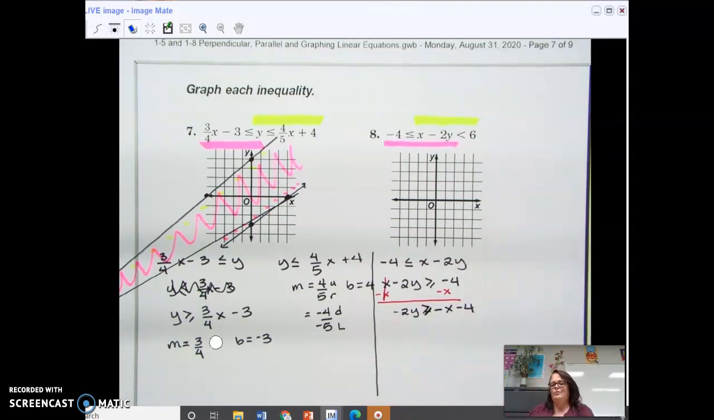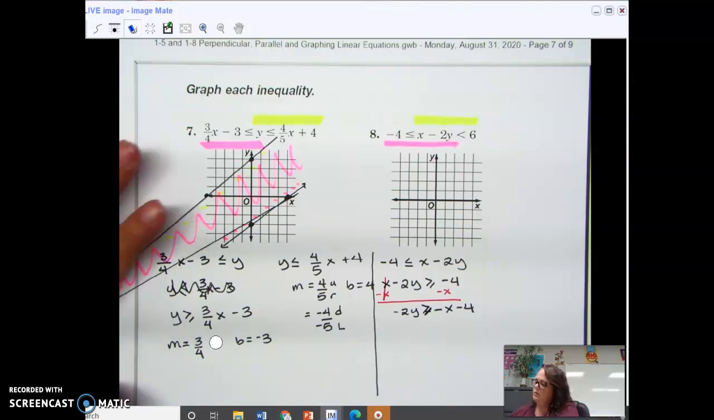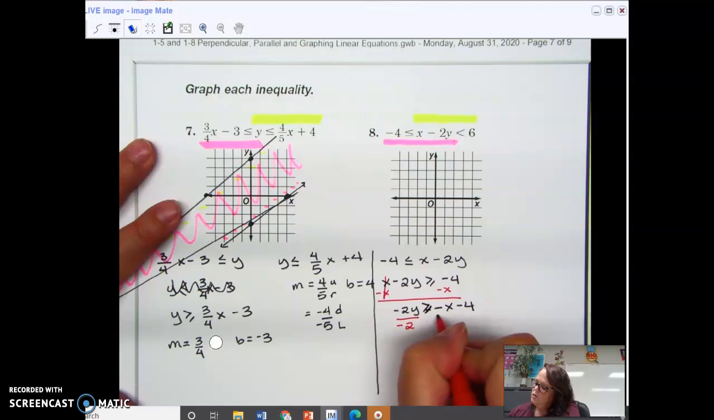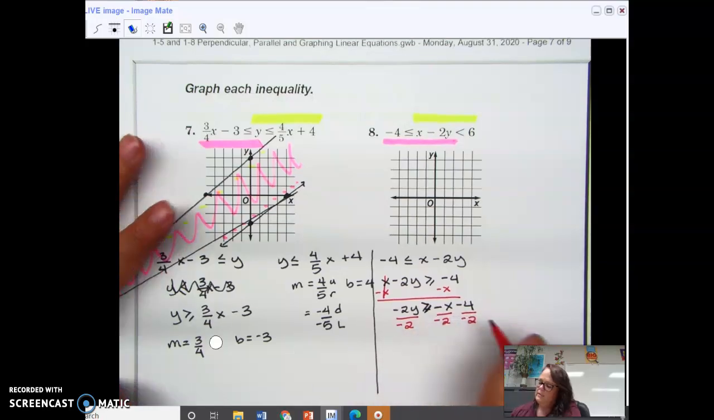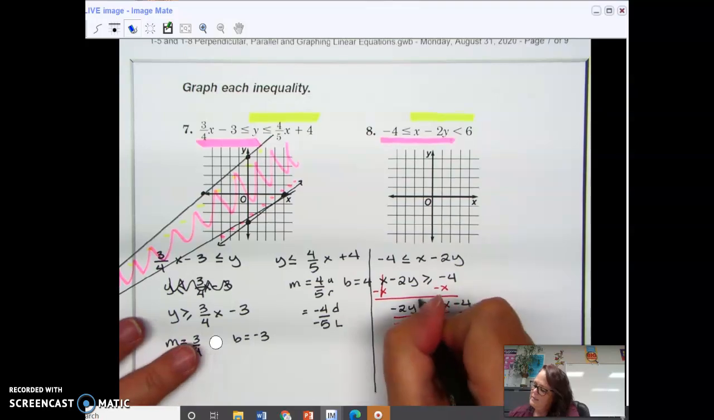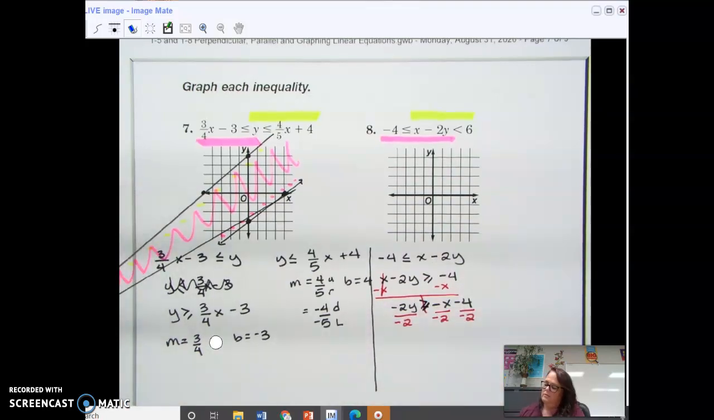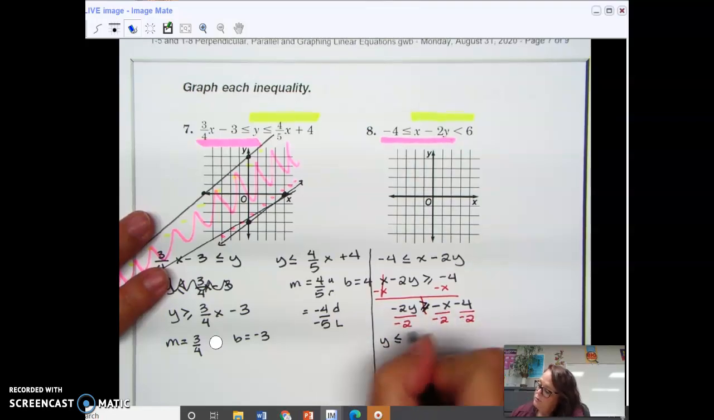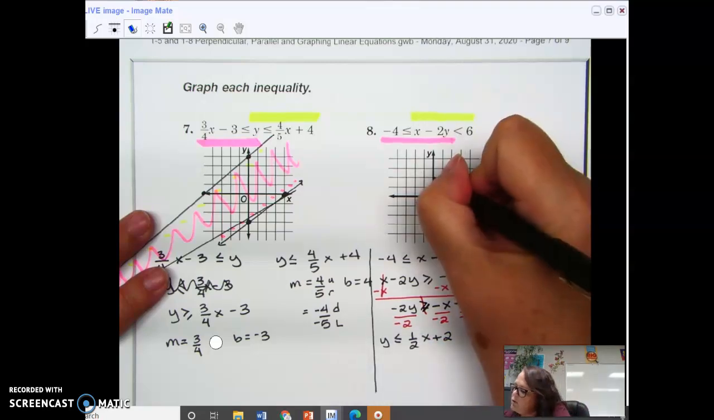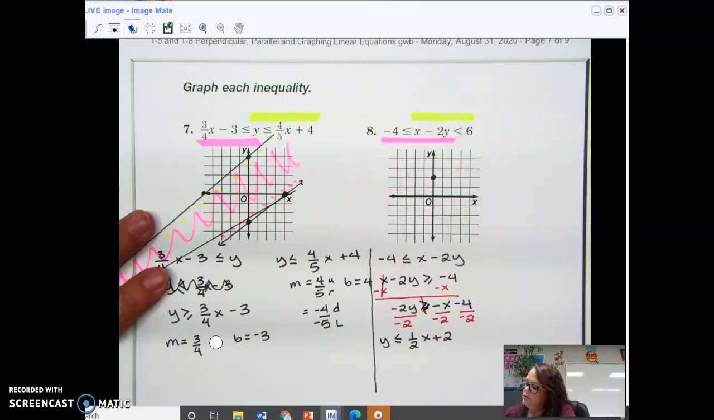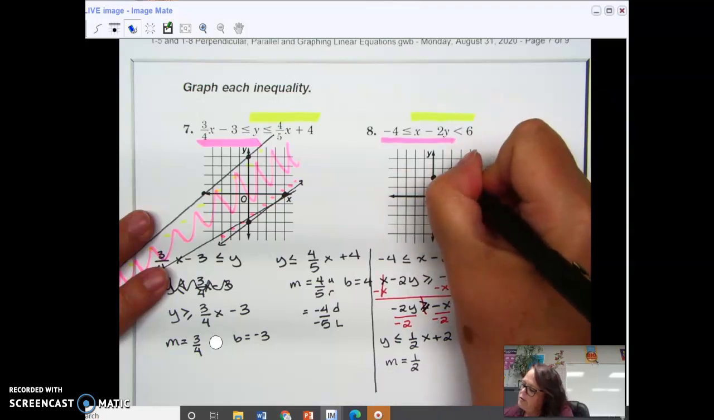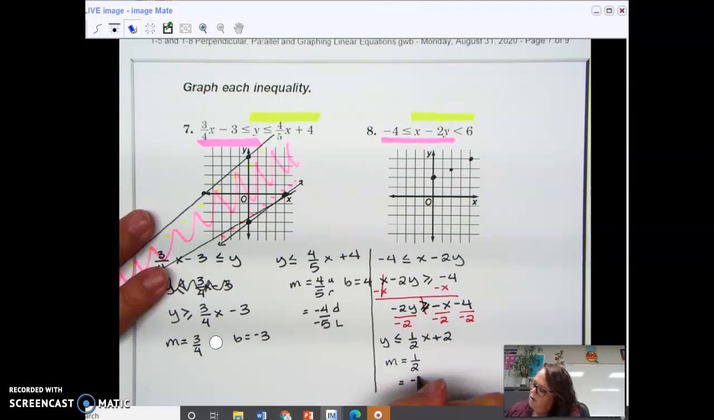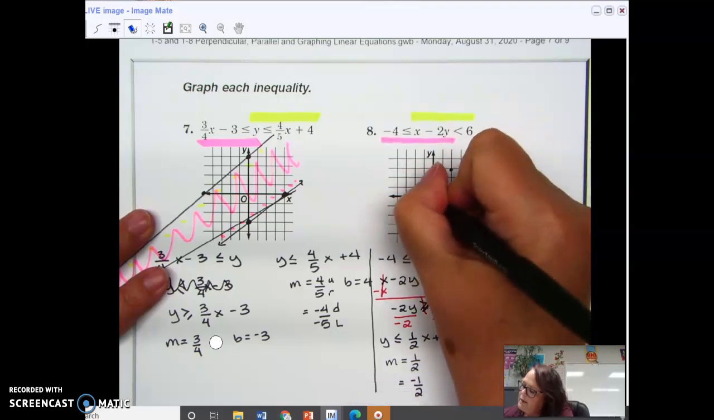Subtracting something from an inequality doesn't change the inequality at all. But dividing by -2 does change the inequality. So anytime you multiply or divide by a negative, that's going to flip the inequality. So let's put a little slash through that now. That means y is now less than or equal to +1/2 x + 2. So I have a y-intercept at +2, and my slope is going to be 1/2. So I'm going to go up 1 and to the right 2. Or I could call it -1/2, and I can go down 1 and to the left 2.